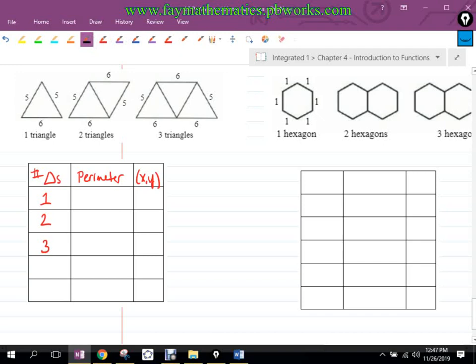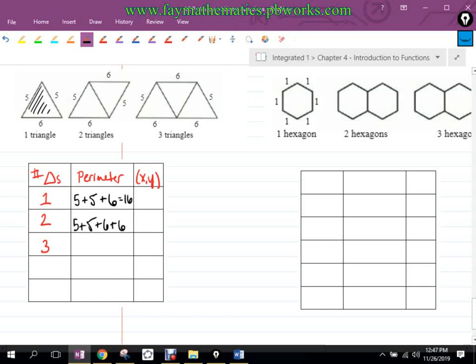So I think maybe we can kind of do this. I'll do it the most simplistic way. If I wanted to find the perimeter of this triangle right here, how would you do that? Add them all up, right? So I'm going to write 5 plus 5 plus 6, and that's going to give you 16, right? Okay. Now, what about number 2? What about the picture with 2 triangles? How many 5s do you have there? 2, so you have 5 plus 5 plus 6 plus 6.